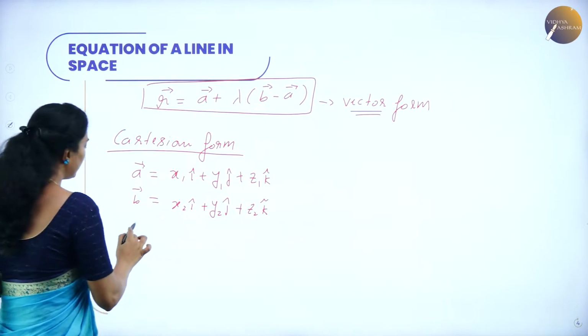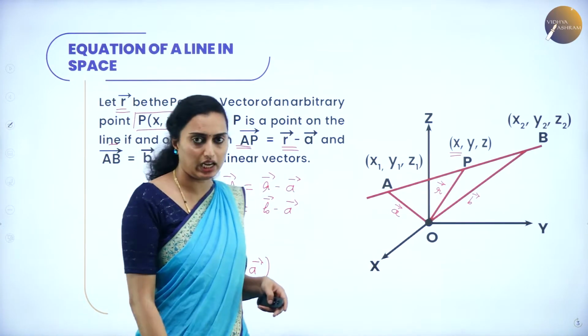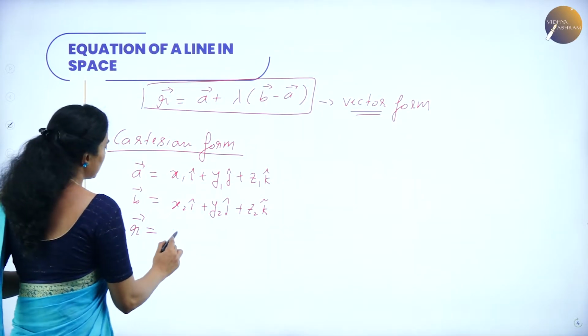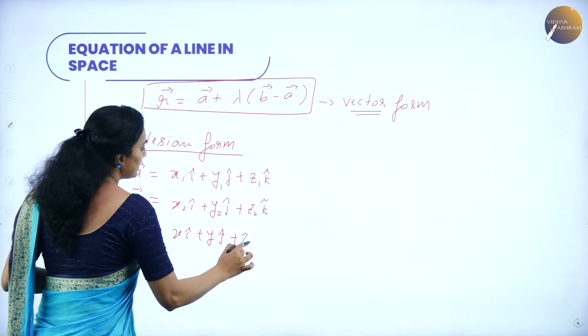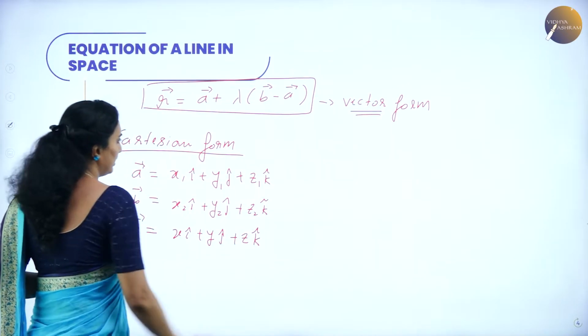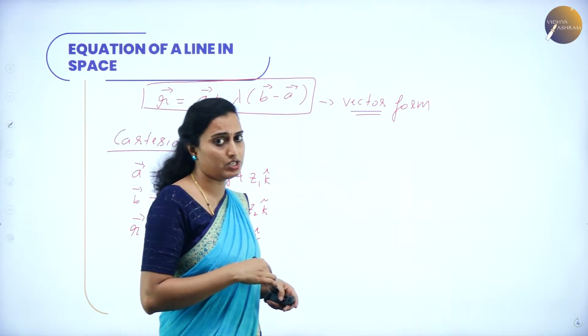Similarly, R vector is a vector of position x, y, z, which can be written as xi plus yj plus zk. Okay, now take the vector form and reduce it to the Cartesian form.